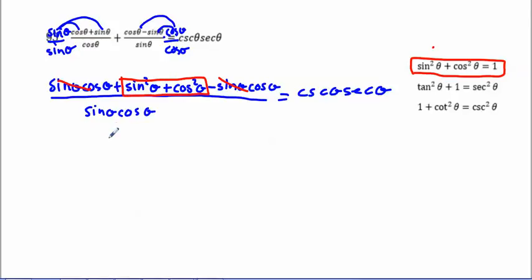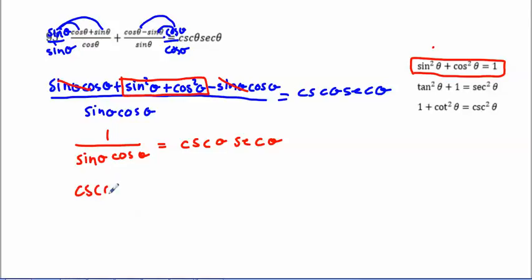This one here is replaced with a 1. I have 1 over sine theta cos theta equals cosecant theta secant theta. So 1 over sine, that's the cosecant. 1 over cosine, that's the secant. So I can finally write this as cosecant theta secant theta equals cosecant theta secant theta.